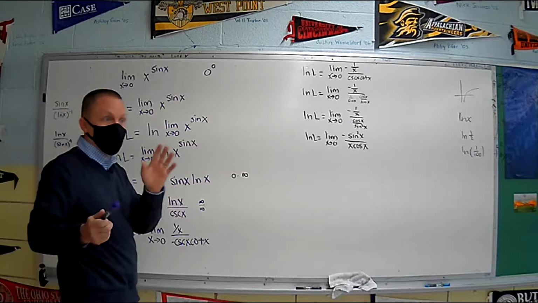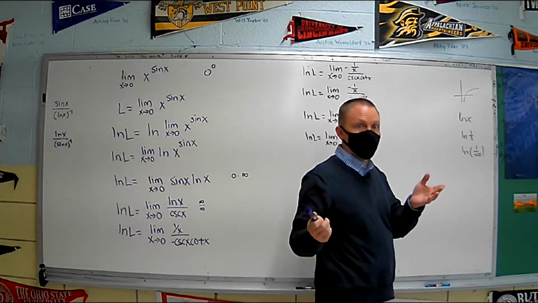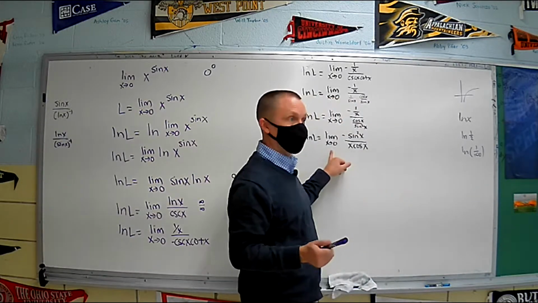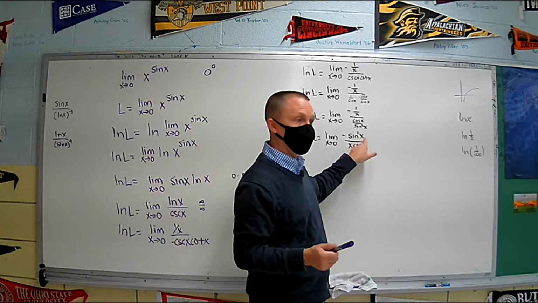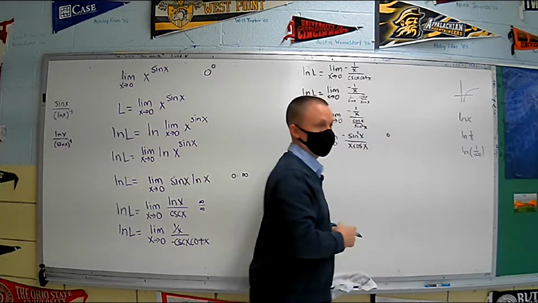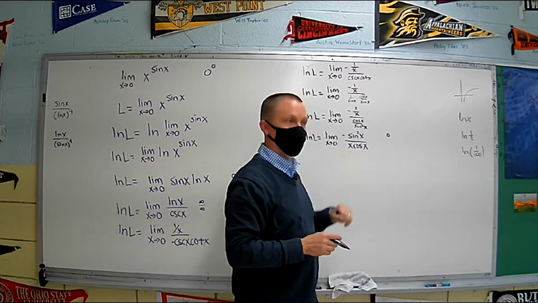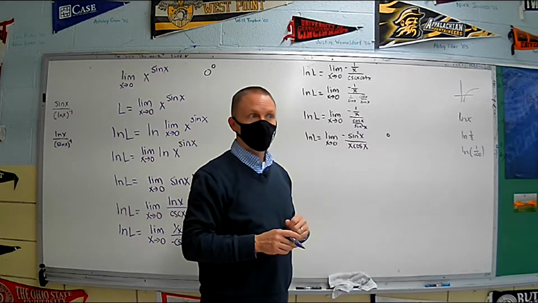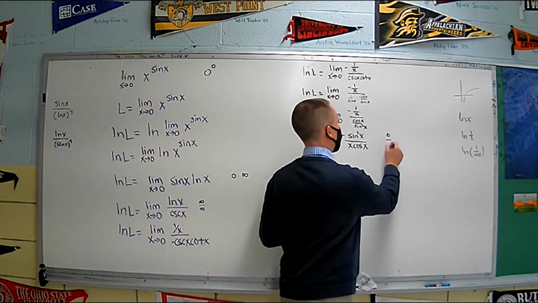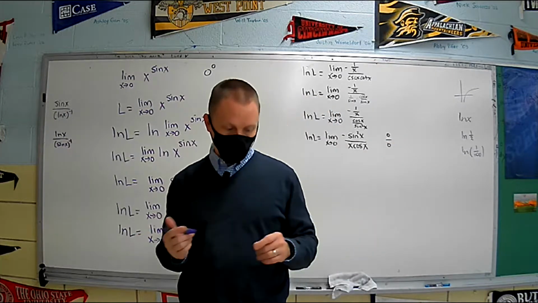So can we evaluate this now? What happens as we go to 0? The numerator is going to 0. What's the denominator going to? 0 times 1, which is 0. Dang it. Still indeterminate form.